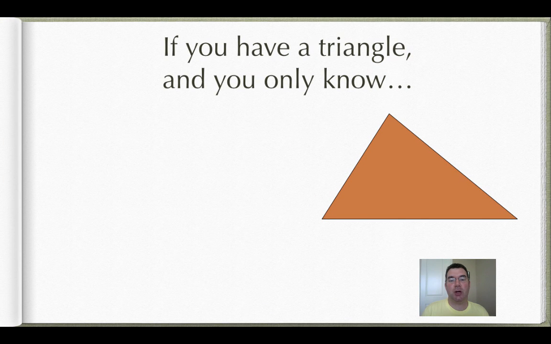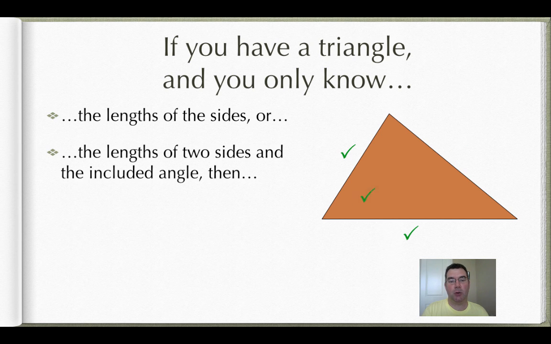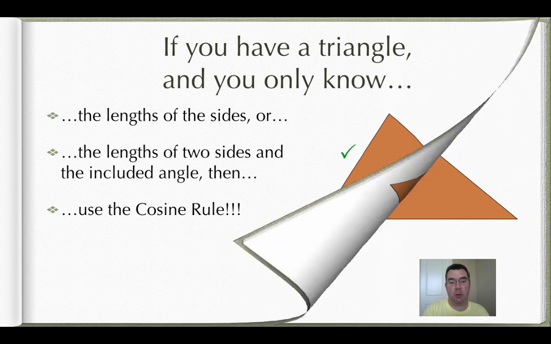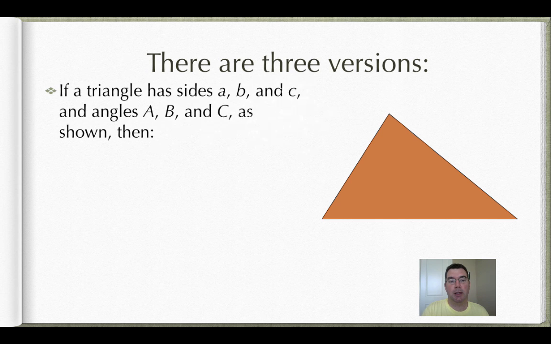Let's say we have a triangle and I only know the lengths of the three sides, or I only know the lengths of two sides and the included angle, and I want to find other things. Then what I'm going to have to use is the cosine rule. So let's talk about how we would do that. There's three versions of this rule.